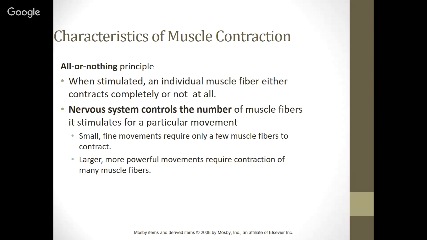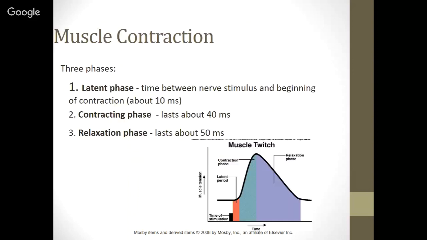It's an all or nothing principle. When it's stimulated, an individual muscle fiber, one cell, either contracts completely or not at all. The nervous system controls the number of muscle fibers it stimulates for a particular movement. So if small, fine movements are required, then only a few muscle fibers are contracting, but they're all contracting or they're not contracting. Larger, more powerful movements require contraction of many muscle fibers.